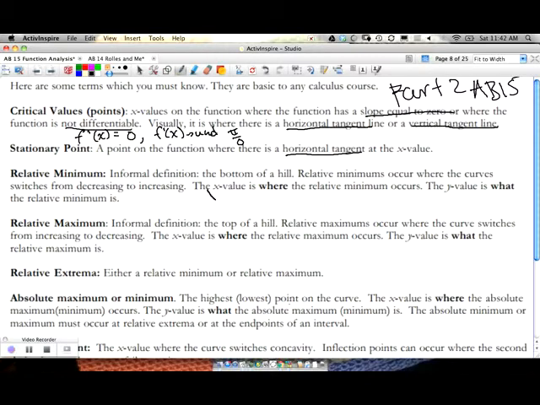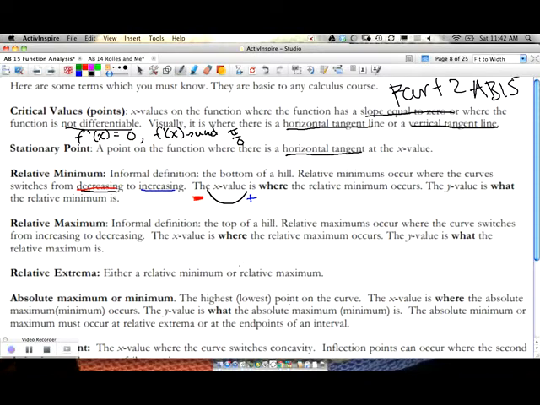Relative mins, in other words, that's when we're going down and then up. This is the bottom of the hill, where things change from decreasing before. Let's color code that for us. Decreasing before and then increasing after. So we hit a minimum.